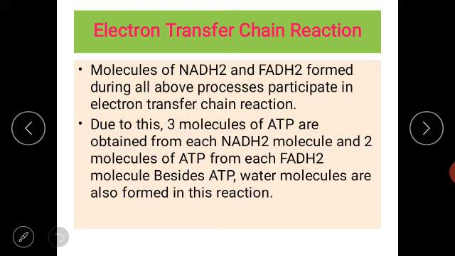So when this acetyl CoA enters into the tricarboxylic acid cycle, what happens? The TCA cycle operates. What I would like to tell you is, molecules of NADH2 and FADH2 formed during all the above processes participate in the electron transfer chain reaction. Due to this, 3 molecules of ATP are obtained from each NADH2 molecule and 2 molecules of ATP from each FADH2 molecule. Besides ATP, water molecules are also formed in this reaction.